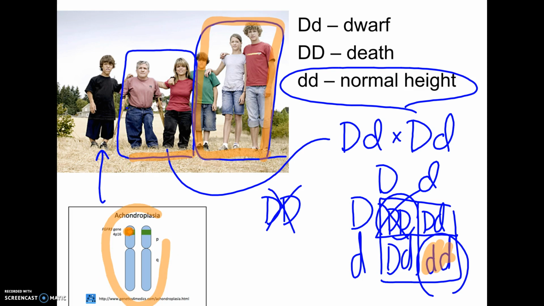If you already have it, then yes, because you're carrying a copy, so you have a 50% chance of passing it on. So again, this is another example of a trait that is one gene, but it controls multiple aspects of development, multiple characteristics.